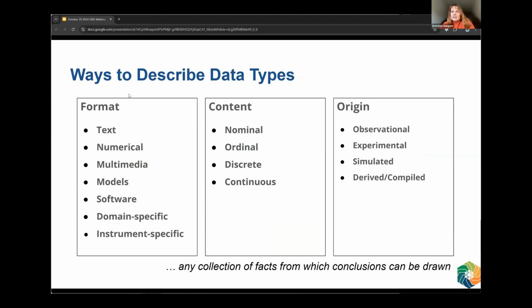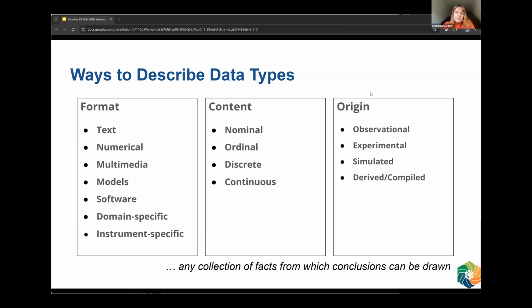So the first thing to think about when we're sharing data, even before we start to think about how we're going to share it, is to try and think about what our data is and what are its characteristics, because those can affect decisions we might make. So data can come in a lot of different formats: text, numeric, or multimedia. It can also be very specific to a particular domain, or very specific to a piece of equipment or a proprietary standard.